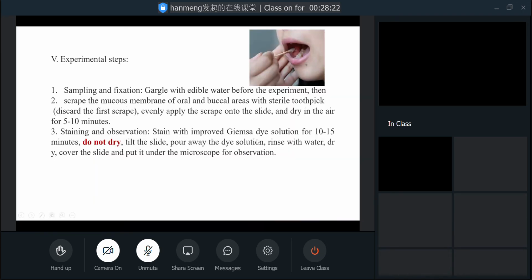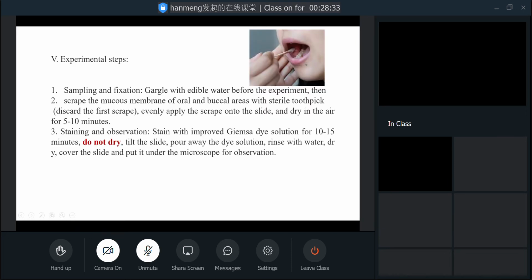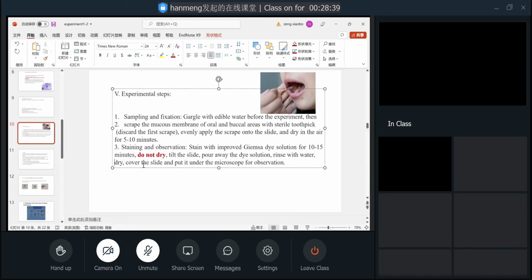Then after dyeing the cells, pour away the dye solution and rinse with water. Then dry the slide, cover it, and put it under a microscope for observation. So the steps of this experiment are relatively simple, but there are still some steps you have to pay attention to.